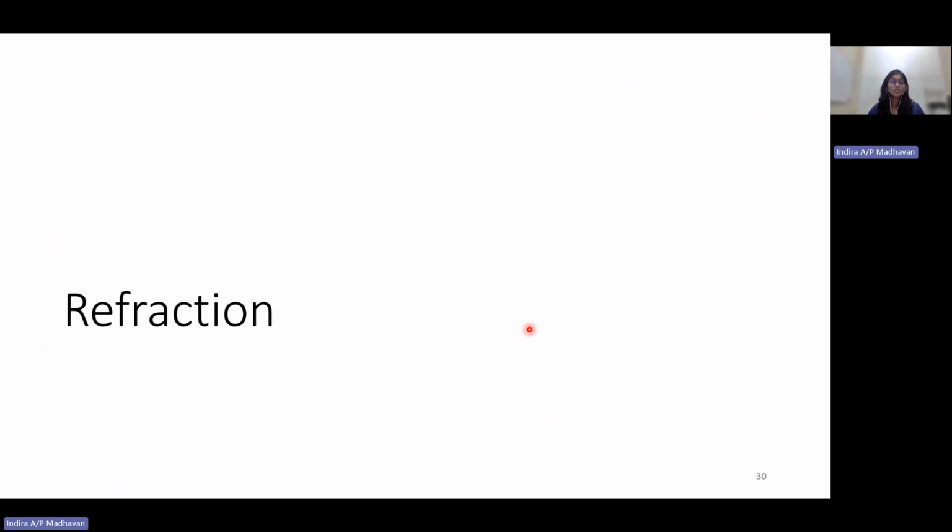Why? Because one, the result is not reliable. Second, it is actually very tiring. It is time consuming too, because VA itself takes a longer time to complete. Imagine refraction, which involves a lot of vision testing. So it's going to be very tiring for the patient, and it's not necessary also.